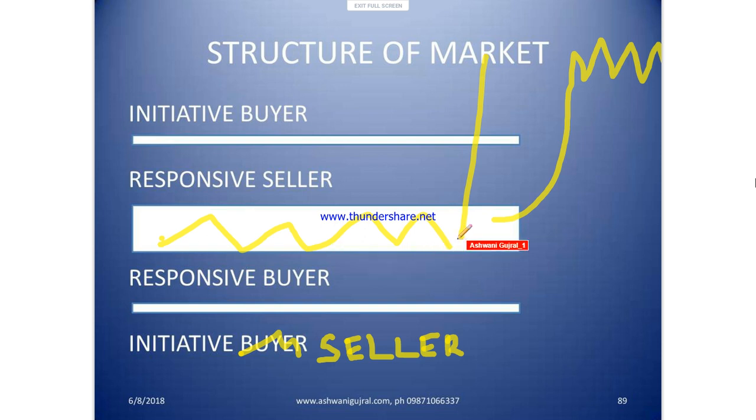This is the basic structure of the market, that a market will remain range bound till some catalyst takes the price higher and this equilibrium shifts either higher or lower. Similarly, on the downside, the responsive buyer keeps the market in a range, and if it breaks on the downside, the initiative seller comes in and he takes the market to a new equilibrium on the downside. This is the basic theory of pivot.